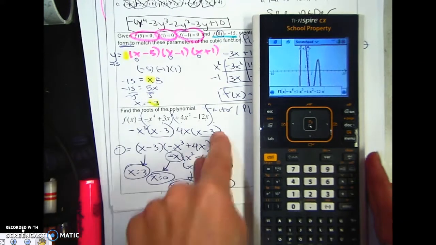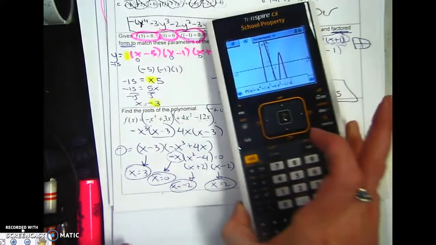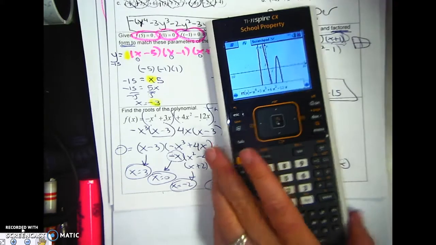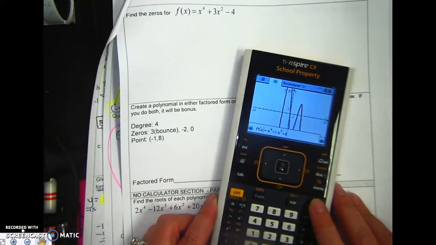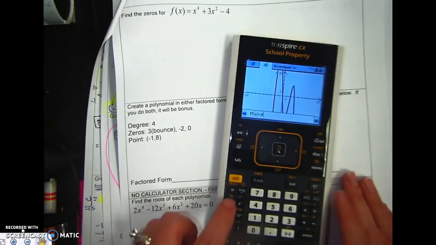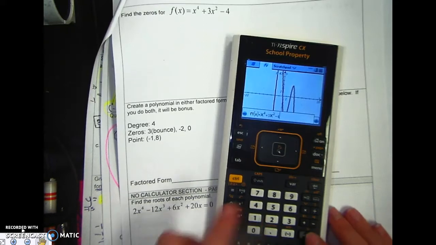Additionally, I could still do grouping and do all this factoring that I did, but then know what the answer should be so I head through the right path. With that being said, that's how I'm going to approach the next problem. So what I'm going to do is I'm going to delete this, and I'm going to type in the problem, x to the 4th plus 3x squared minus 4.